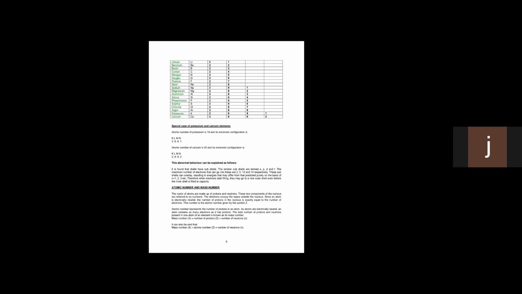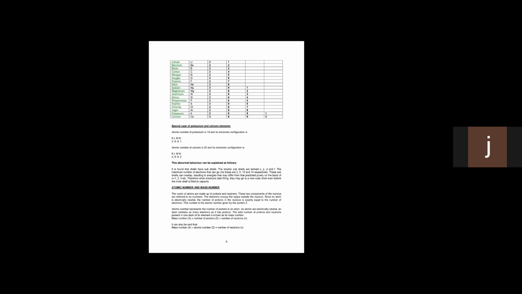Then we have the mass number. The mass number is the sum of protons and neutrons in the nucleus of an atom. Sum means the total number of protons and neutrons in an atom. Remember, we said the protons and the neutrons are found in the nucleus of an atom. So we add the total number of protons and the total number of neutrons, and that gives us the mass number.